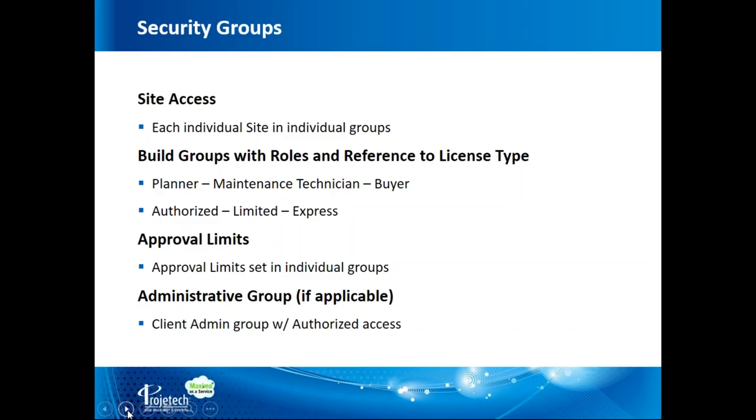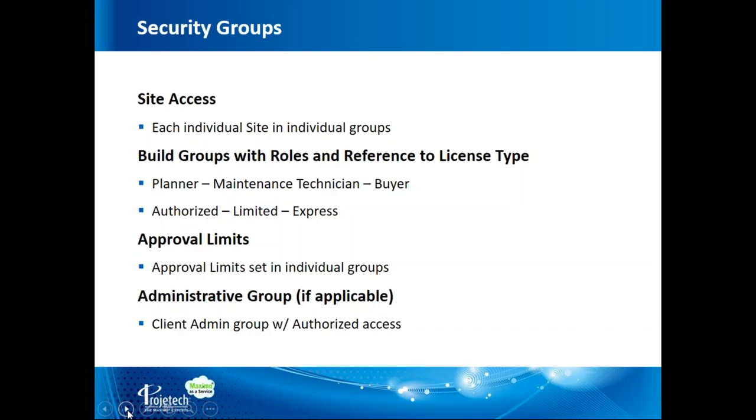Also, building groups with their role and their reference to a license type. So if you have planners or maintenance technicians or a buyer, and maybe you have 2 planners, but one is limited and one is authorized, you could make one planner security group that's limited access and one planner security group that has authorized access. And you just put that in the description of the security group. That way everyone knows what the security access involves.